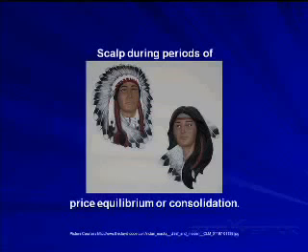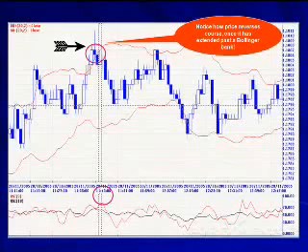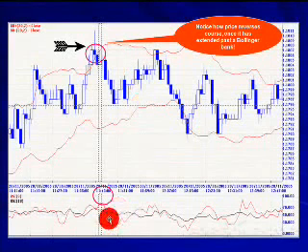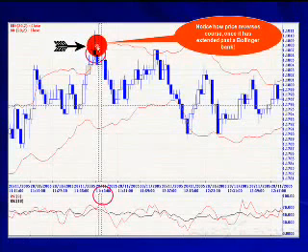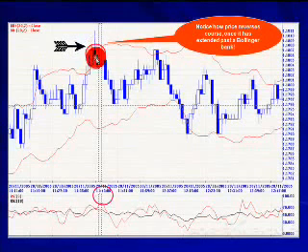Okay, scalping during periods of price equilibrium and consolidation. That's what we're here to talk to you about today. And let's get going with that. Here we have Bollinger Bands and RSI, scalping off the 5-minute chart. Could be the 15-minute chart or even lower, but the 5-minute is a good place to be.